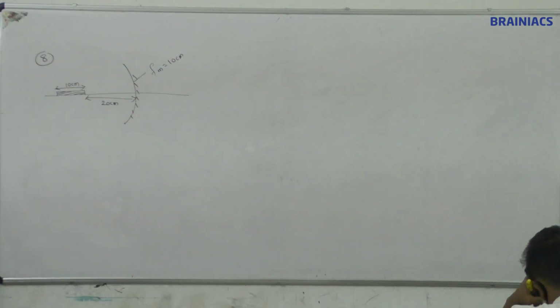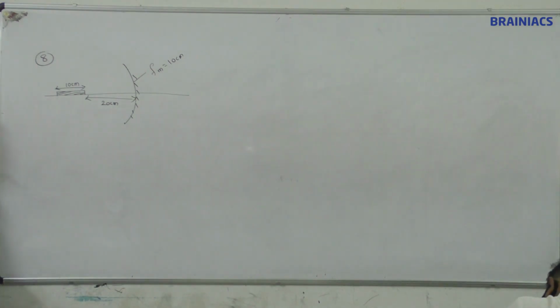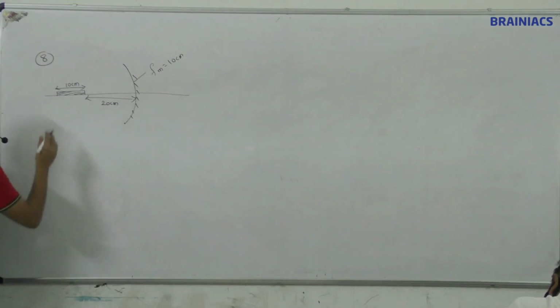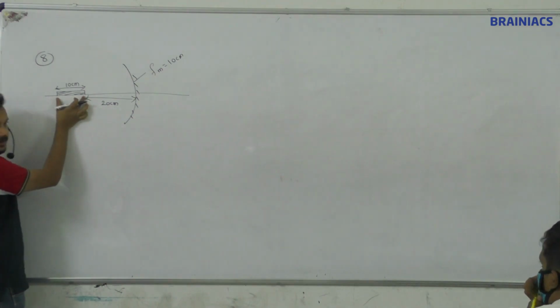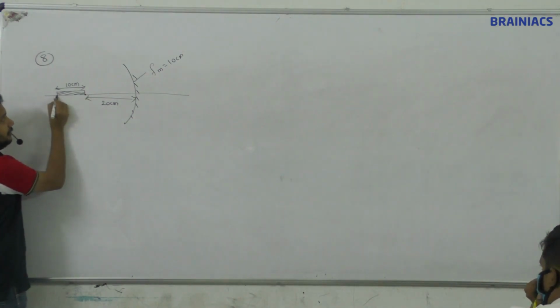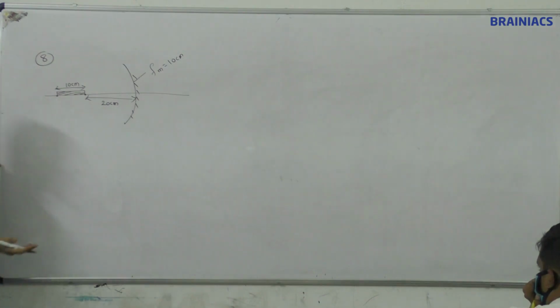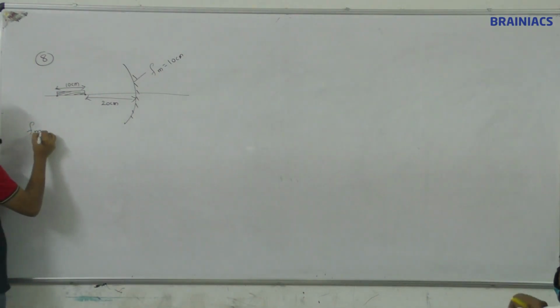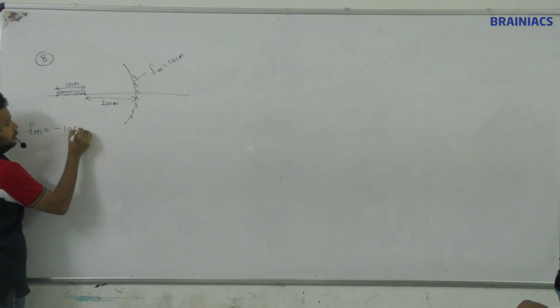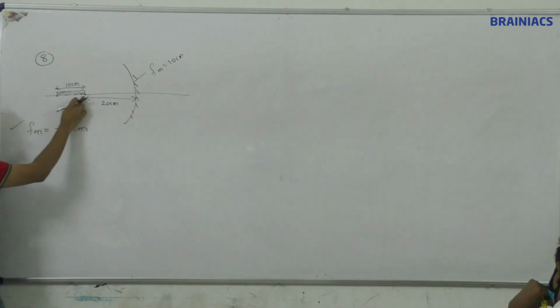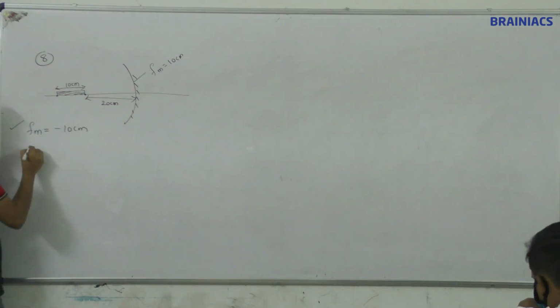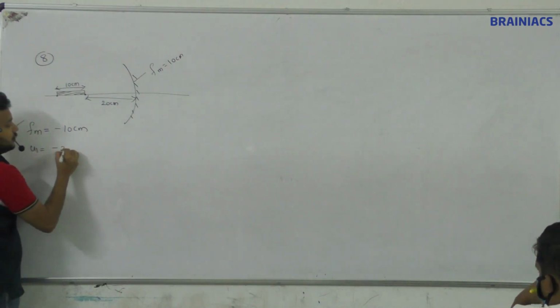So will you do it or should I? Or I will give you some hint. You can do it. So the first thing is you have to consider the two ends of the object. Focal length is common. What is the fm value? Now we will substitute minus 10 because it is a concave mirror. This is clear. For the first left edge of the object, I am taking u1 equal to minus 20.